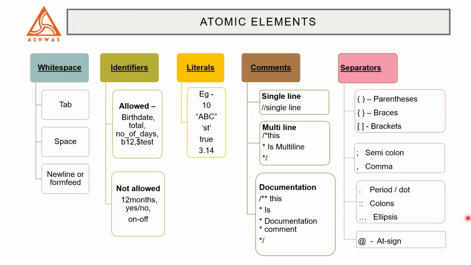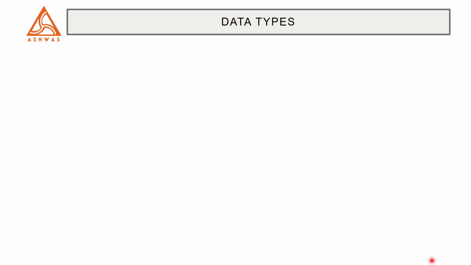Finally, we have the at the rate sign. We saw this sign when we added Javadoc in our first Java example. These signs are also used to indicate annotations. This is the last separator that we have in the list of separators. And this also takes us to the next slide, which is about the data types.